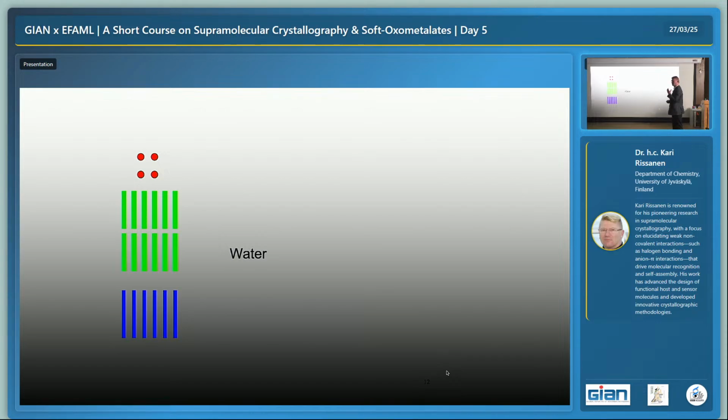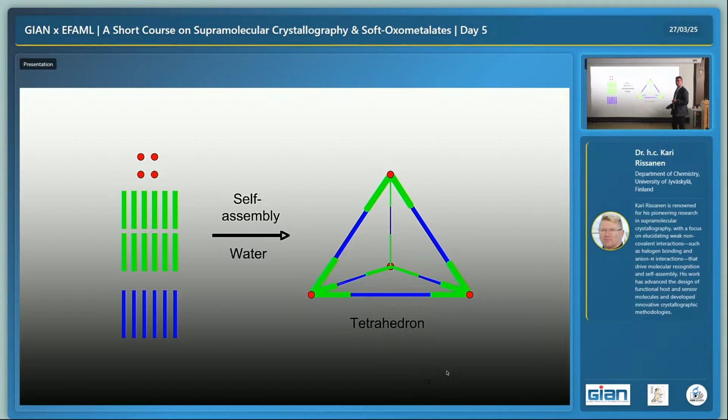Now, what happens? There will be metal ion assisted self-assembly, and you can consider that these are subcomponents. So we don't have the ligand yet, but it will be formed by itself from these components. And self-assembly creates this. So now you can see that we need two of the green ones and one of the blue ones to make one edge, and then we have the metals in the corners. That's the tetrahedron. It happens in water by itself, quantitatively.